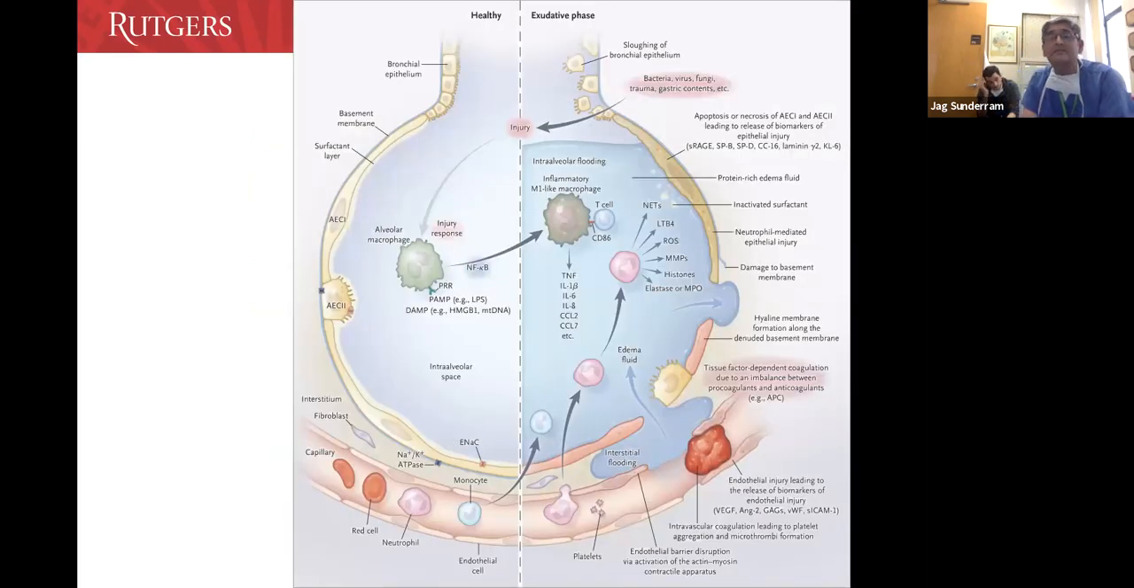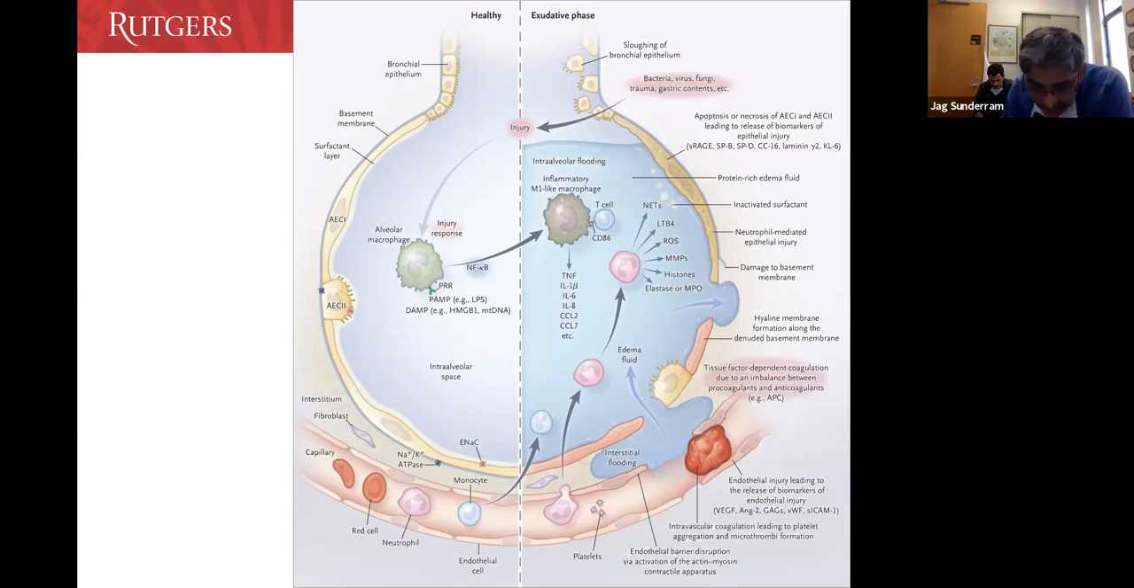This last cartoon is essentially ARDS itself, where you have the alveolar macrophages being activated, release of a number of cytokines. The reason I put this up is the important process of endothelial injury in addition to alveolar epithelial injury and type 2 pneumocyte damage in causing a release of multiple things, including leading to intravascular coagulation and microthrombus formation.